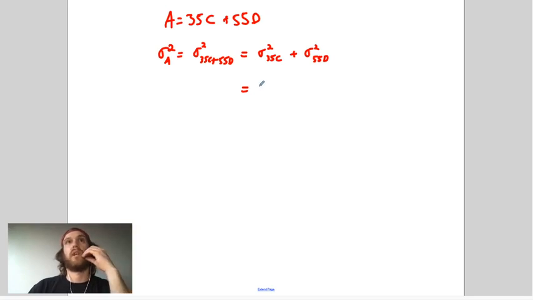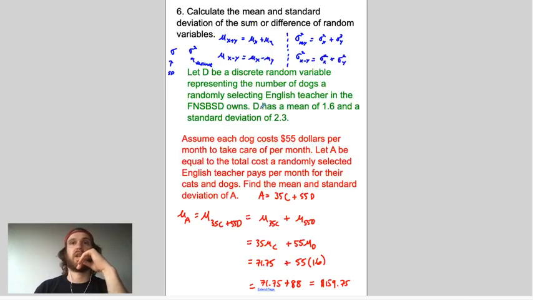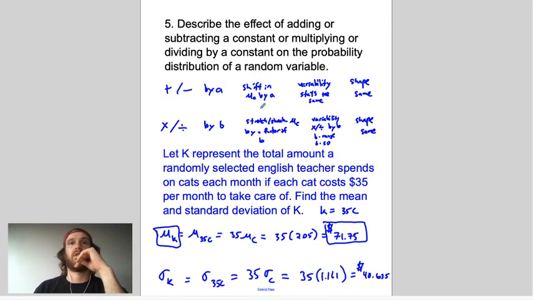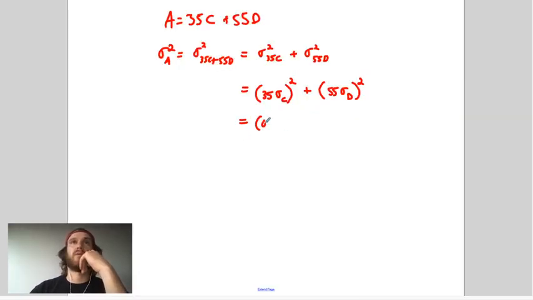We can just do 40.64 squared, or we can know that this is the variance of that value, which is equal to 35 times the standard deviation of C squared plus 55 times the standard deviation of D squared. Well, we already did this calculation. Let's double check and make sure that makes sense. 35 times the standard deviation of C, yeah, you're going to end up with 35 times 1.161, which is your 40.64. So we kind of did that work twice, but that's okay.